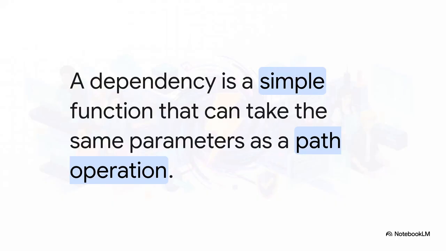So how do you make one of these dependencies? Well, it's just a regular Python function. It can even take parameters, just like a path operation can. You can see in this example, the common parameters function is set up to handle some common query parameters, like q for a search query and skip and limit for pagination.